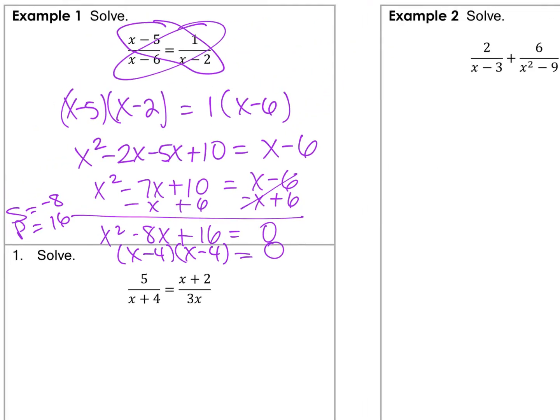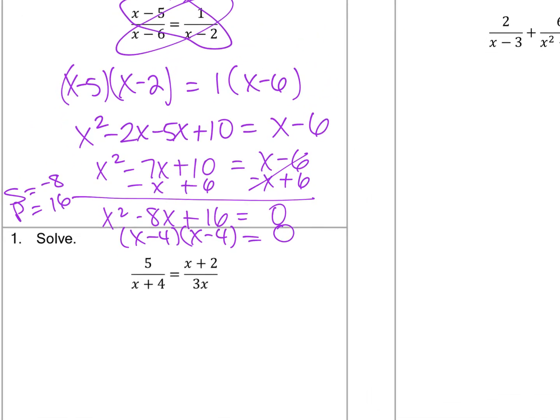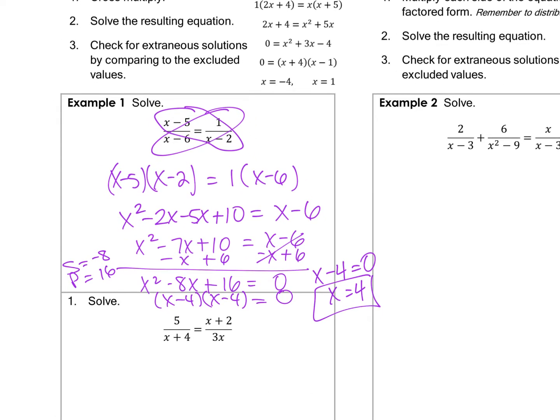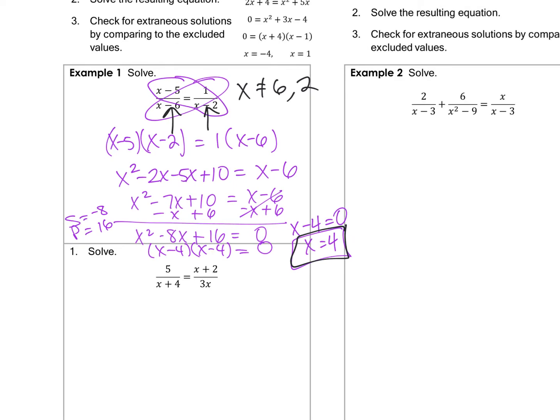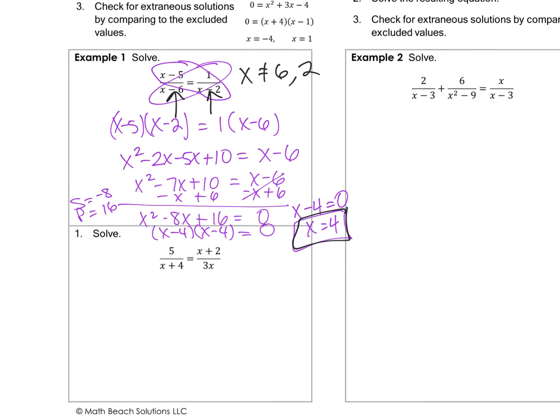And so remember, when you solve by factoring, you need to set each factor equal to 0 to find your solution. It just so happens that both of the factors are the same, so you get x equals 4. Now, you need to make sure that you check for an extraneous solution, which would cause your denominator to be 0. So our excluded values: x cannot equal 6 or 2. So notice x equals 4 is a good solution here. So this is one way of solving a rational equation.